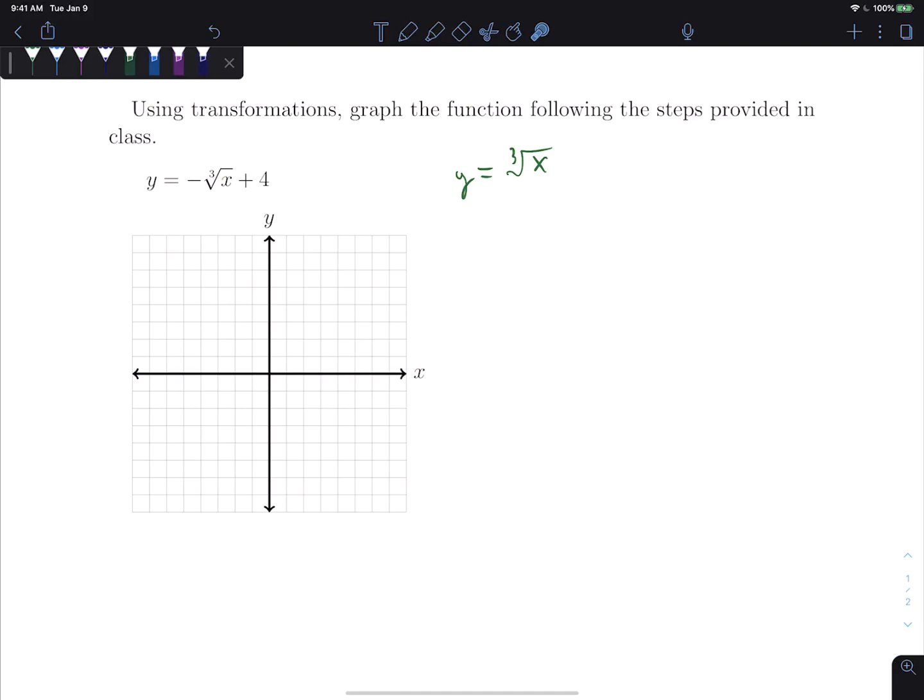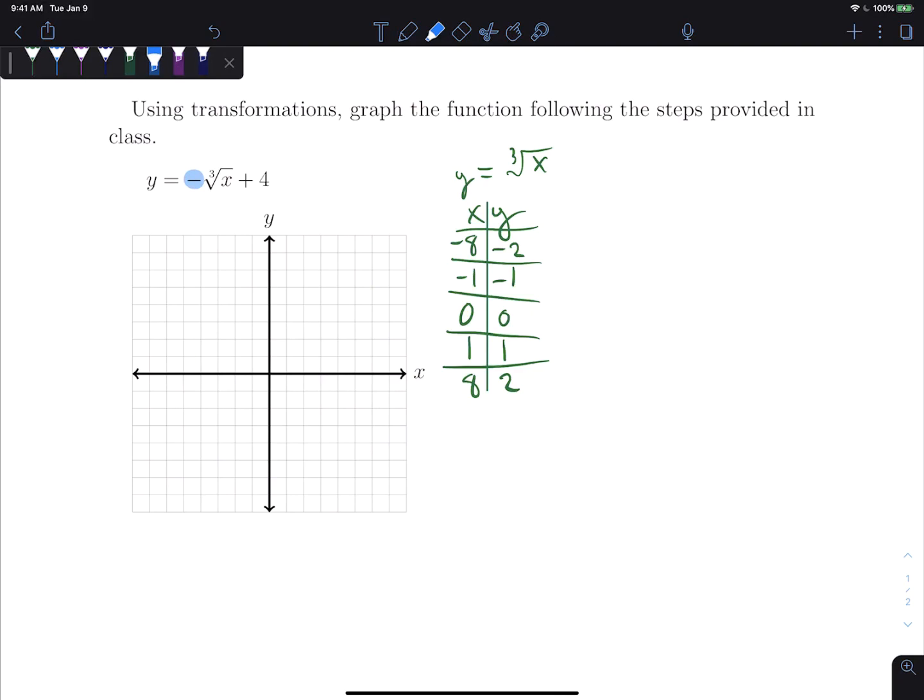Now, this negative out here, you should think of it as a -1 times something, so that's the reason it needs to go away as well. That's going to leave us with a parent table. The x's will be -8, -1, 0, 1, and 8. The y values will be -2, -1, 0, 1, and 2. Good. Now let's identify some transformations.